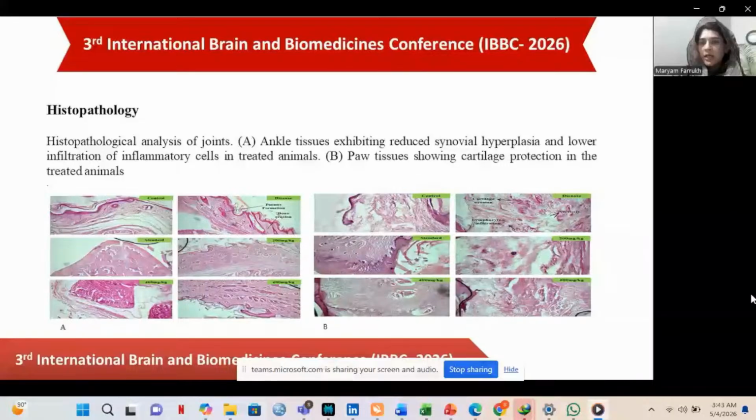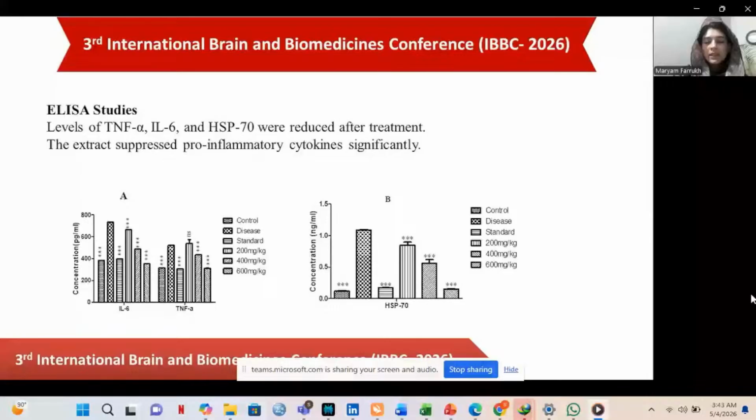ELISA studies were performed on pro-inflammatory and HSP marker. HSP70 is a heat shock protein marker, which was significantly high in the disease group, similar to TNF-alpha and IL-6. The extract suppressed the pro-inflammatory cytokines significantly. The results are shown in the form of graph.